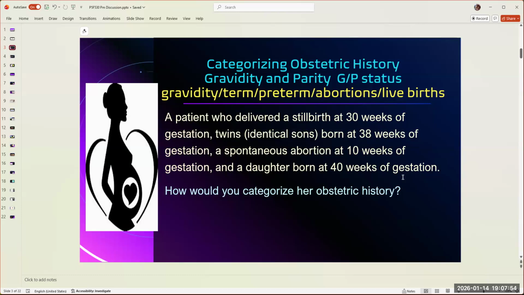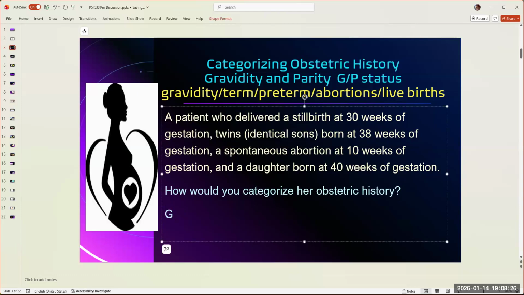Gestation. Okay, gestation means a period of pregnancy. She delivered twins born at 38 weeks of gestation. She also had a spontaneous abortion at 10 weeks, and she also delivered a daughter at 40 weeks gestation. So what we want to do is determine what her gravidity is. In other words, 4.